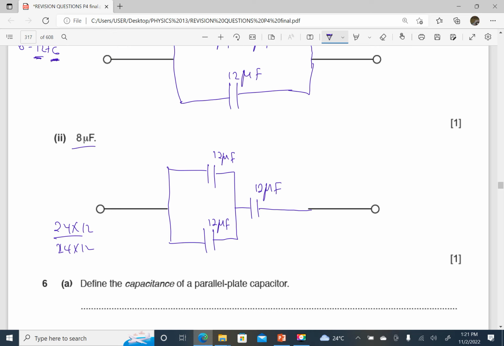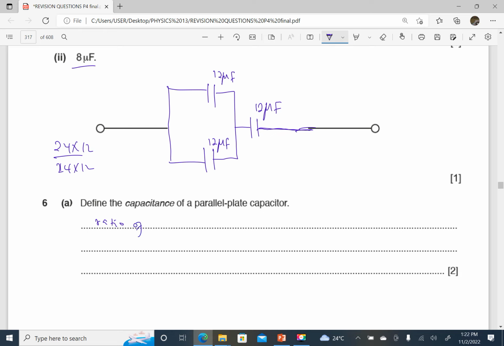Define capacitance of a parallel plate capacitor. That is the ratio of charge on one plate to the potential difference, the PD, across the plates. The ratio of the charge on one plate to the potential difference across the plates. That is the capacitance of a parallel plate capacitor.